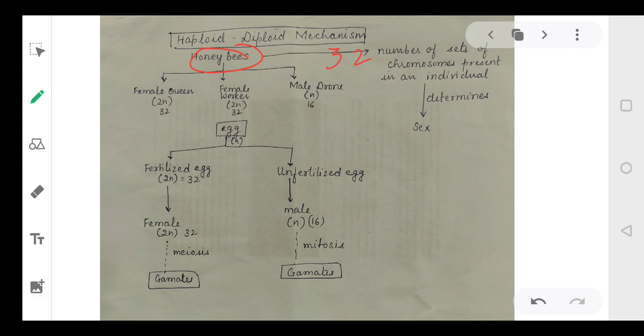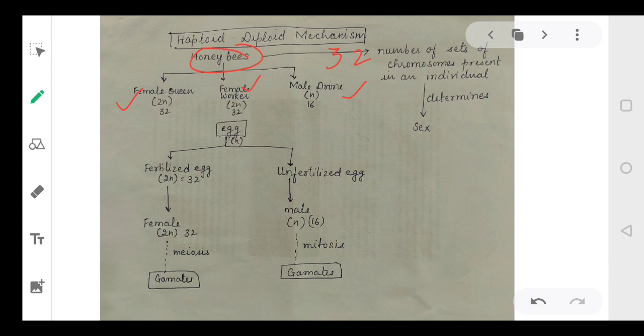हनी बीज में सोशल स्ट्रैटिफिकेशन है, मतलब अलग-अलग टाइप्स के organisms हैं. There is female which is called queen. Second is called female worker and third is called male drone. So हम कह सकते हैं कि social stratification है. One is female queen, second is worker and third is drone.